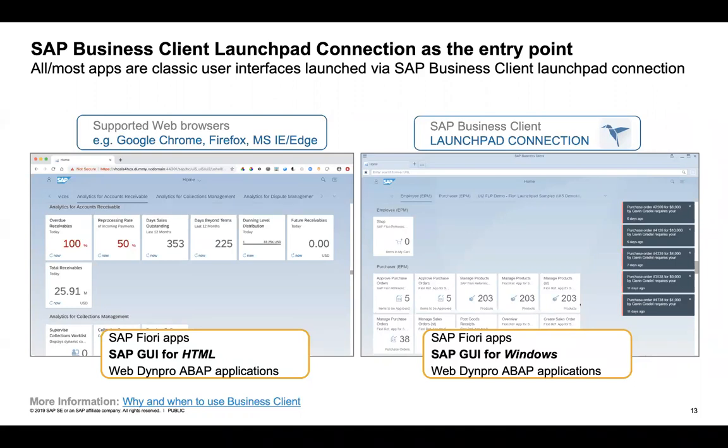What happens if you run the Launchpad through the business client? It looks almost exactly the same as running it through the browser. So it's the same Launchpad. You can configure it almost exactly the same. There's a little bit of extra single sign-on config, but that's about it.